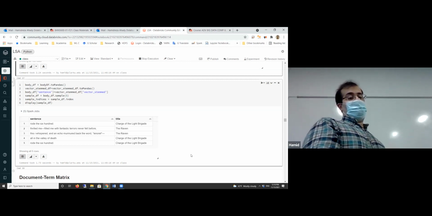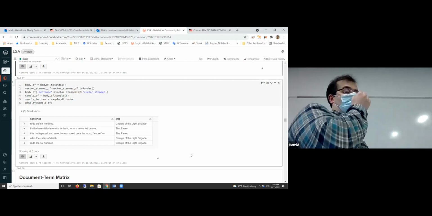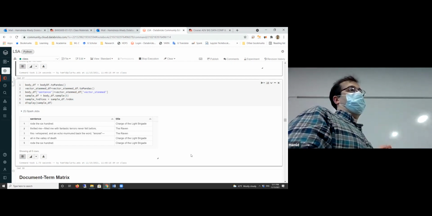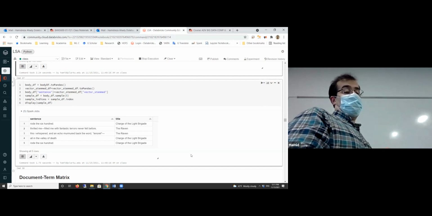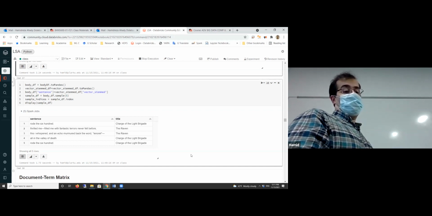Also, as you see here, I converted my data frame to a Pandas format, and it's just basically NLTK is a Pandas-friendly package. So for being able to use NLTK functions, for most of it, you have to convert to the Pandas format. So not a big thing. And also, we replaced the sentence column with the vector stem column that you already had.